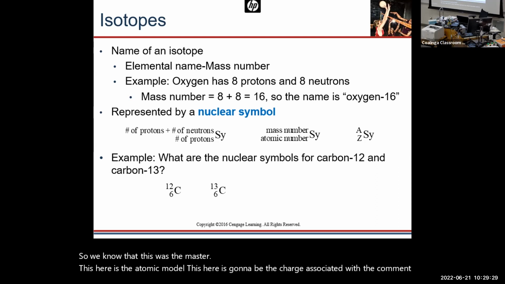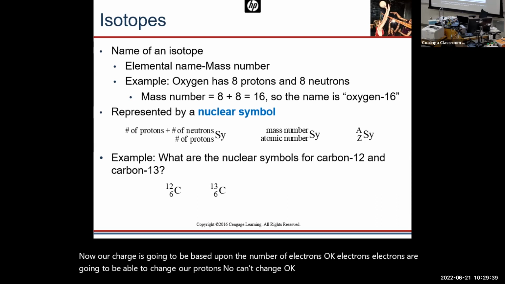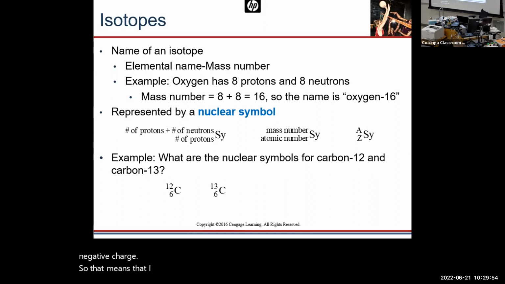Now, our charge is going to be based upon the number of electrons. Electrons are going to be able to change. Our protons we know can't change. So this tells me that I have 4 additional electrons because it has a negative charge. So that means that I have 4 electrons added on.